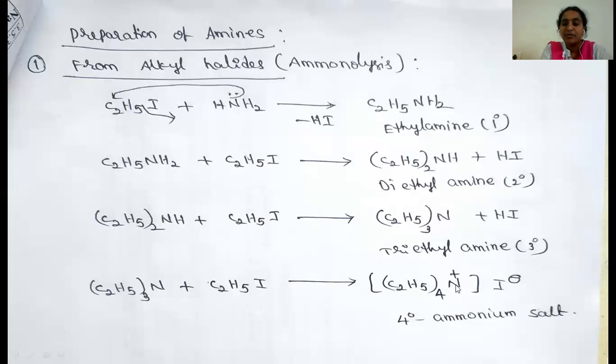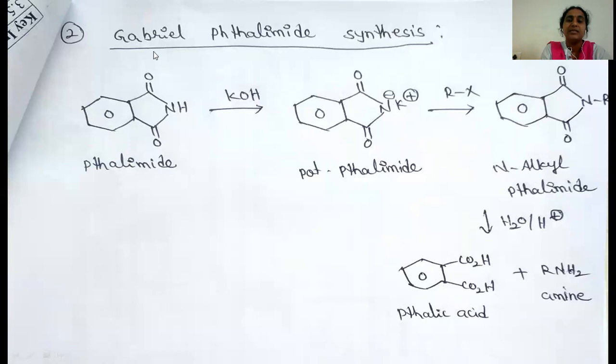Whenever nitrogen makes four bonds, nitrogen will get the positive charge. So these are the preparations of primary, secondary, tertiary, and quaternary amines by using alkyl halides. And the next preparation is Gabriel phthalimide synthesis.